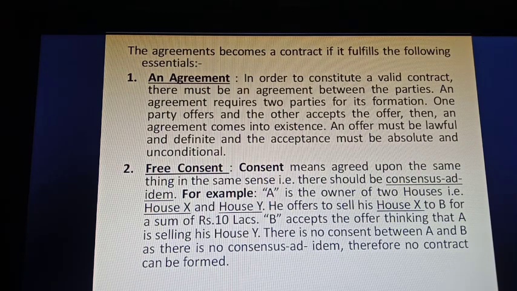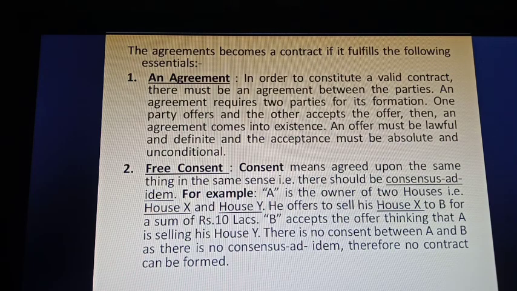So the first condition is that there must be an agreement, and the second condition is that there must be free consent of the parties. But before studying free consent, it is very important for us to know the meaning of consent. Consent means when two parties to an agreement agree upon the same thing in the same sense. That means to say there should be consensus ad idem. Consensus ad idem means agreeing upon the same thing in the same sense.